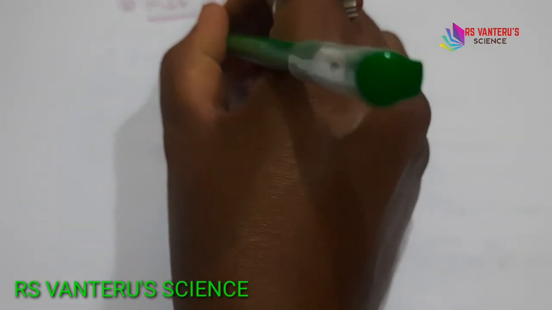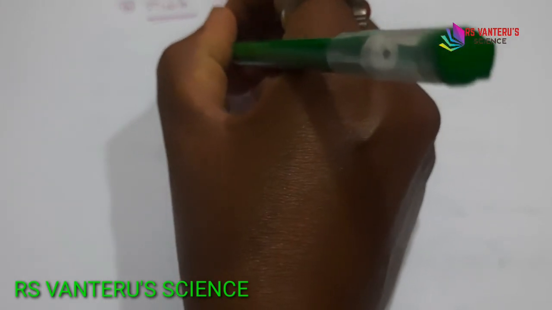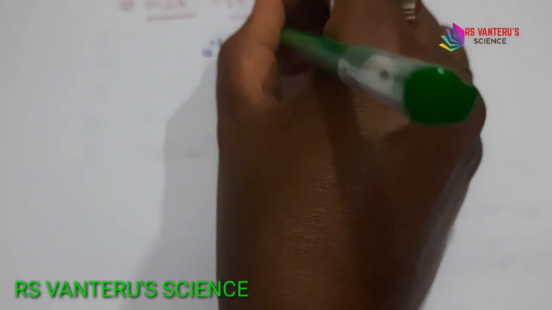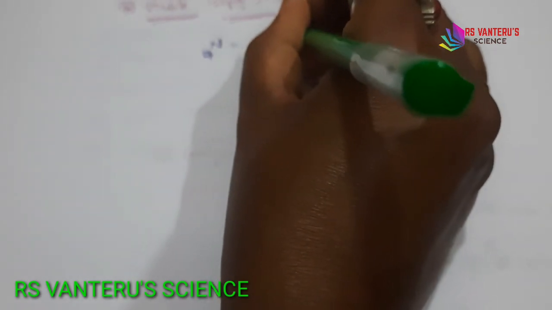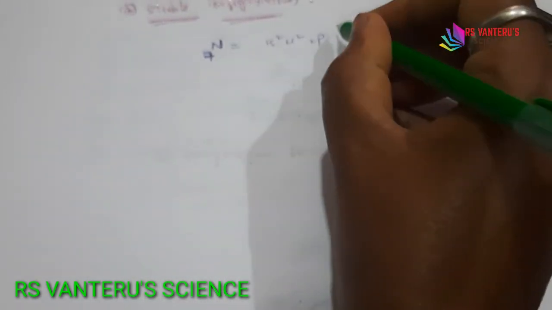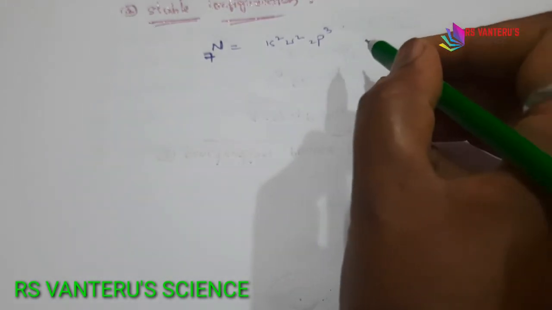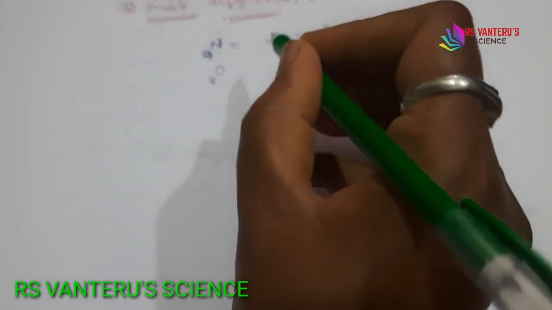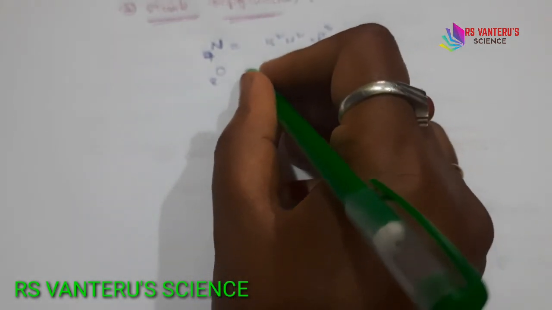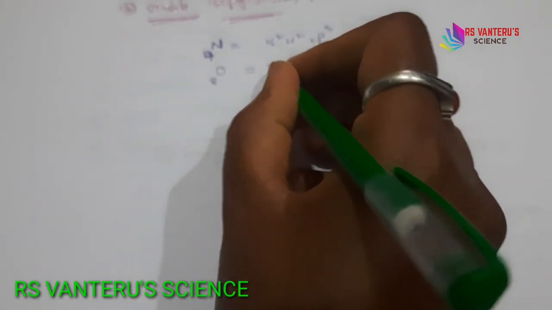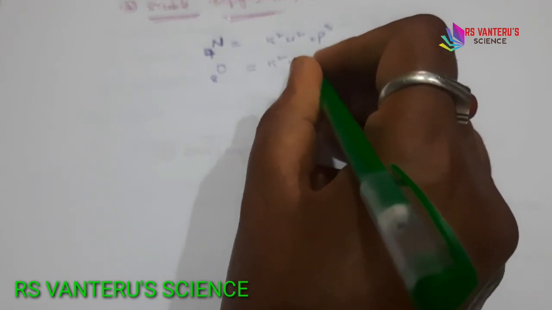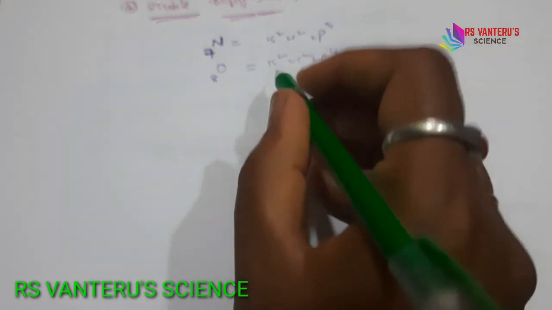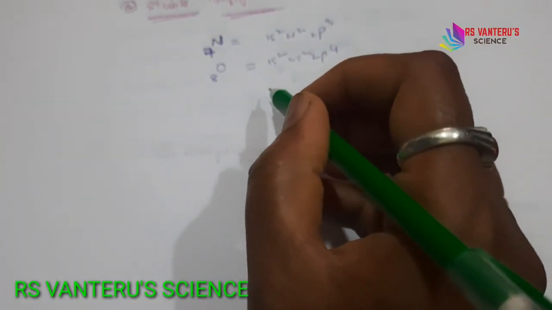For example, nitrogen, atomic number 7, has electron configuration 1s2, 2s2 and 2p3. And oxygen, atomic number 8, has electron configuration 1s2, 2s2 and 2p4. This is the oxygen electron configuration.